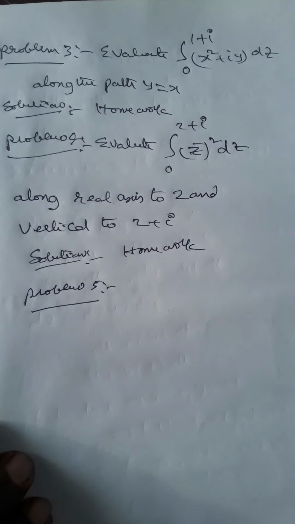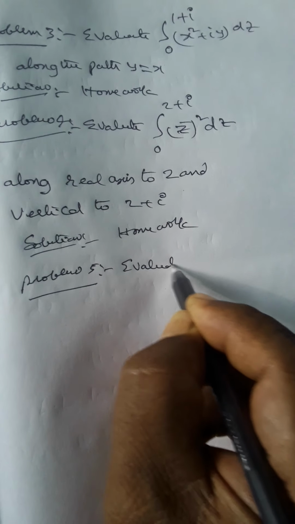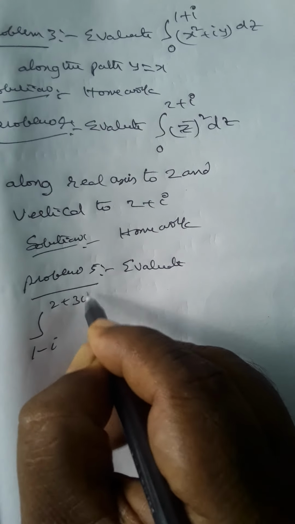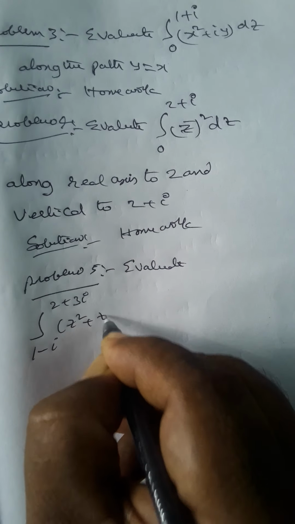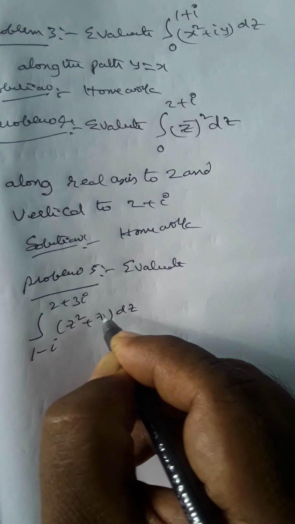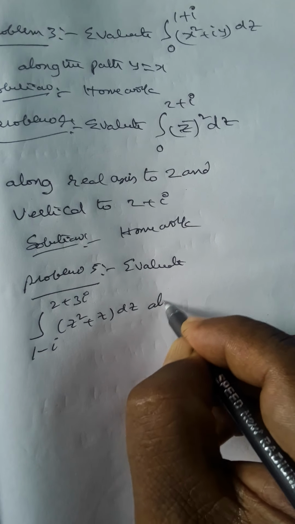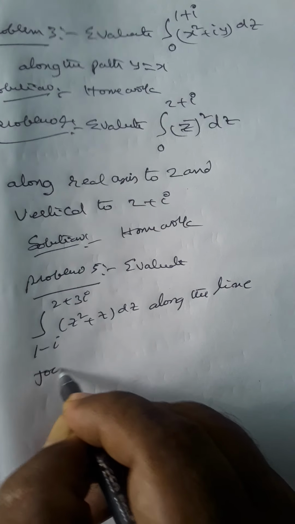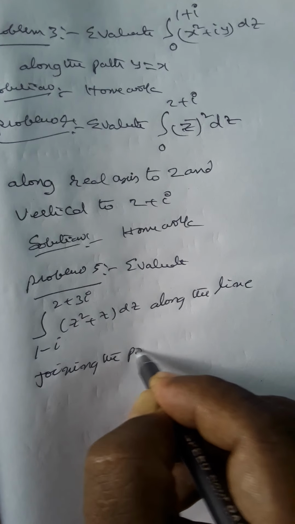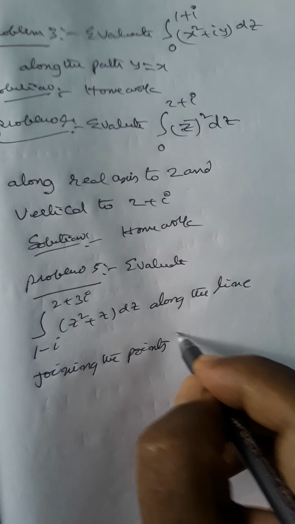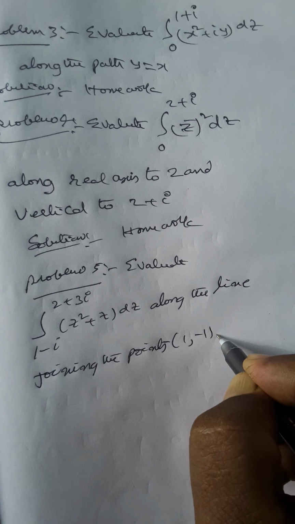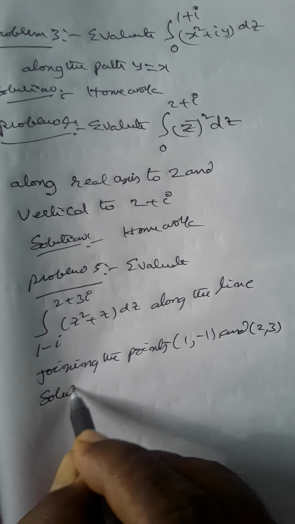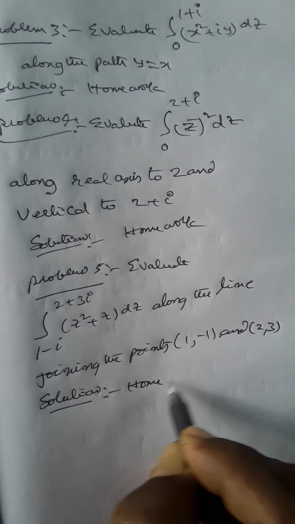Problem 5. Evaluate the integral from 1 minus i to 2 plus 3i of (z² plus z) dz along the line joining the points (1, minus 1) and (2, 3). Homework. Do it as homework.